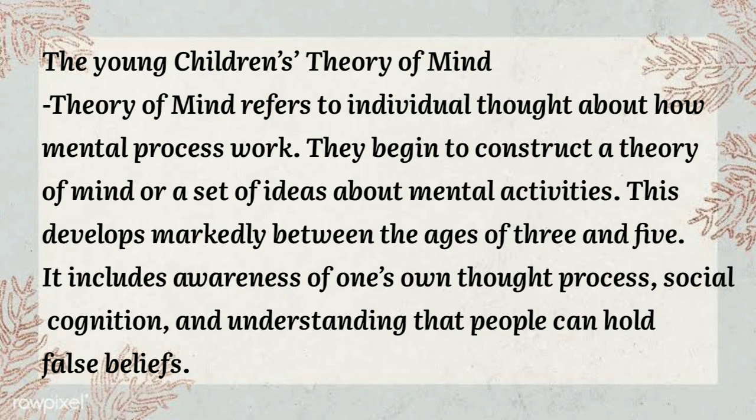The young children's theory of mind. Theory of mind refers to individual thoughts about how mental processes work. They begin to construct a theory of mind, or a set of ideas about mental activities. This develops markedly between the ages of 3 and 5. It includes awareness of one's own thought processes, social cognition, and understanding that people can hold false beliefs.